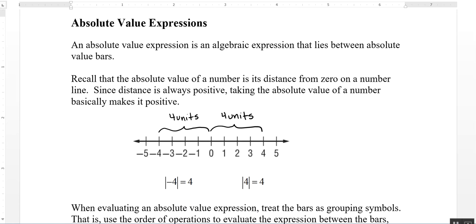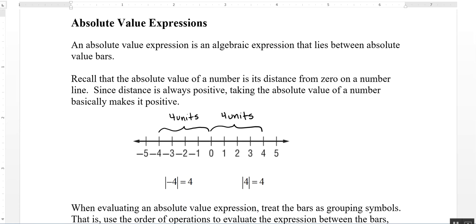This video is on absolute value expressions. An absolute value expression is an algebraic expression that lies between absolute value bars. Recall that the absolute value of a number is its distance from 0 on a number line. Since distance is always positive, taking the absolute value of a number basically makes it positive.